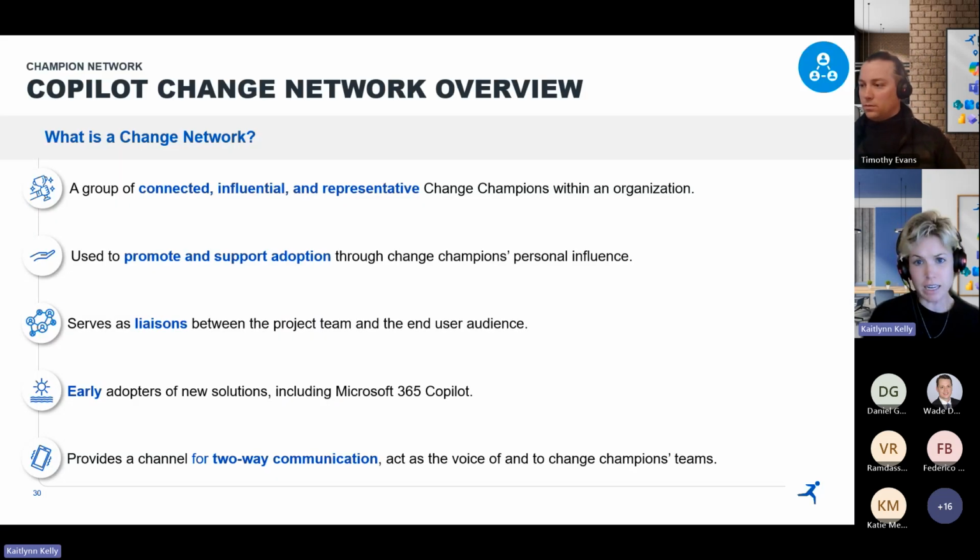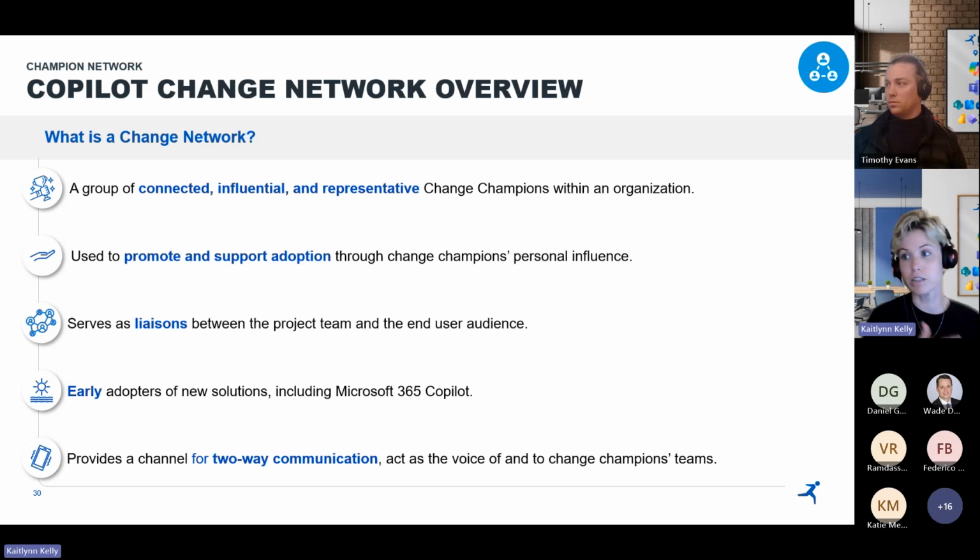So the first key to leveraging a champion group is identifying what a change network is, what a change champions network is. All of these are indicative of a very similar group of folks. Ultimately, they are more than just additional users within your group. They're a super key resource that can often be overlooked. So the first thing is identifying critical players or champions who can fill this role as early adopters and liaisons. To have a really successful change network, we need to look for a group of connected, influential, and representative change champions within an organization.